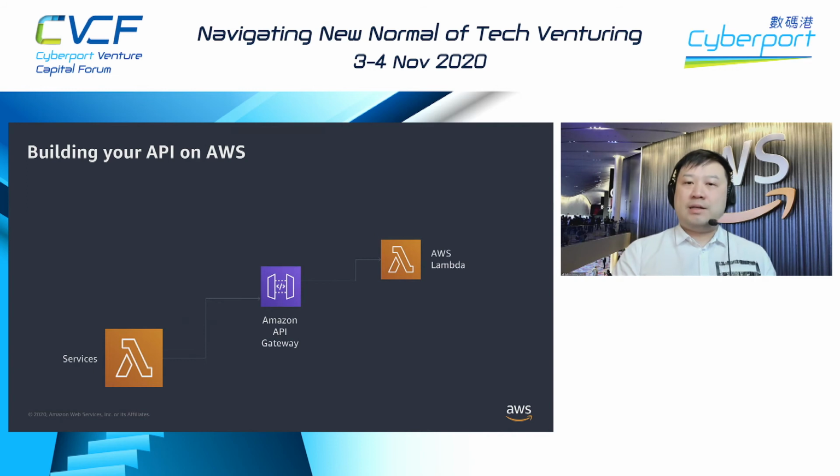Serverless is an easy way to build your microservices. In this example architecture for an API on AWS, you can see how a microservice architecture is built with different AWS services, such as AWS Lambda and Amazon API Gateway.